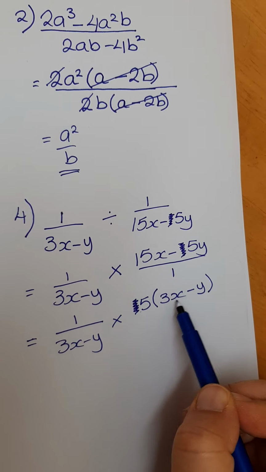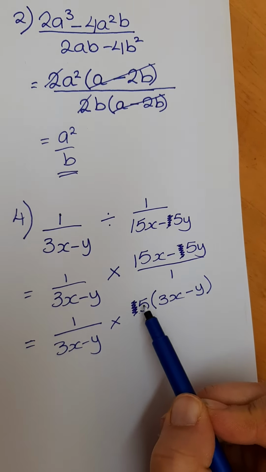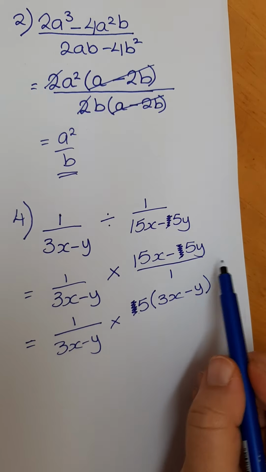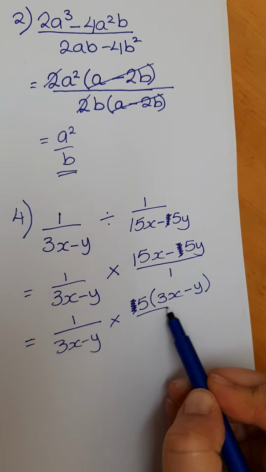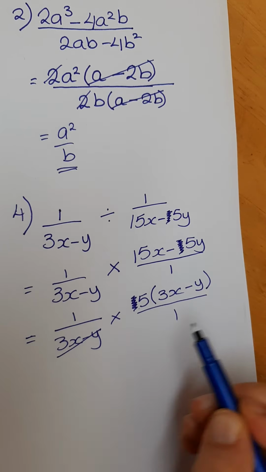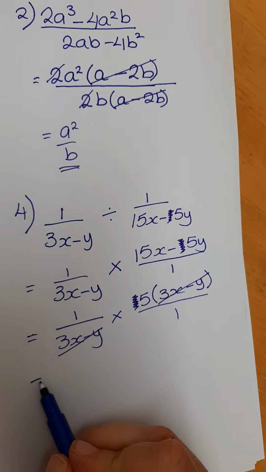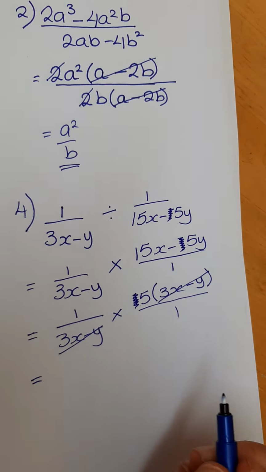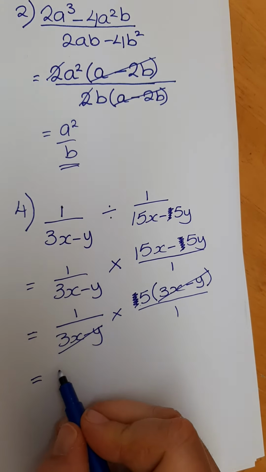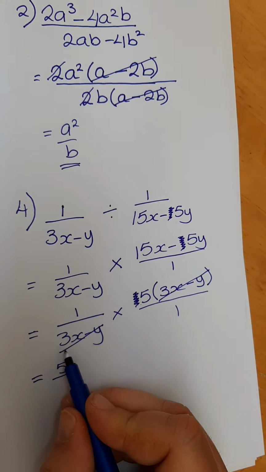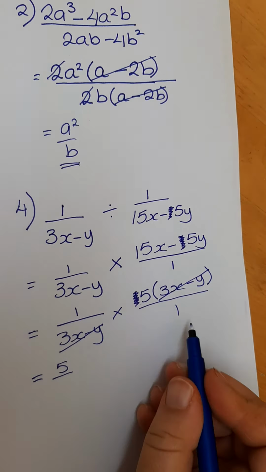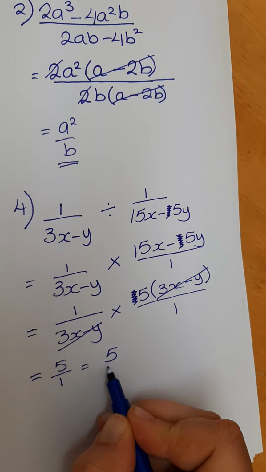We multiply by 3x minus y, because 5 times 3x gives me the 15x minus y to give me that over 1. We cancel here diagonally, top with bottom, and we're left with 1 times 5, which is 5, over nothing on the bottom. Well, 1 times 1 is 1, so there is something, so it's just 5.